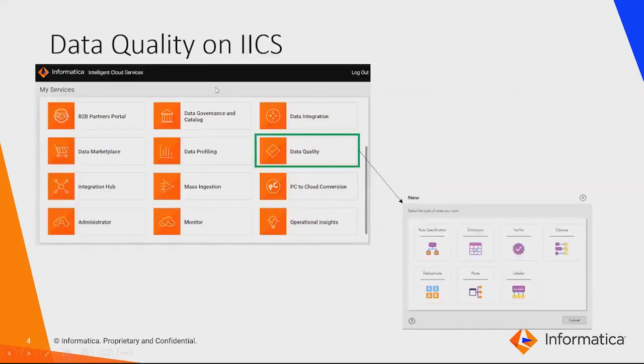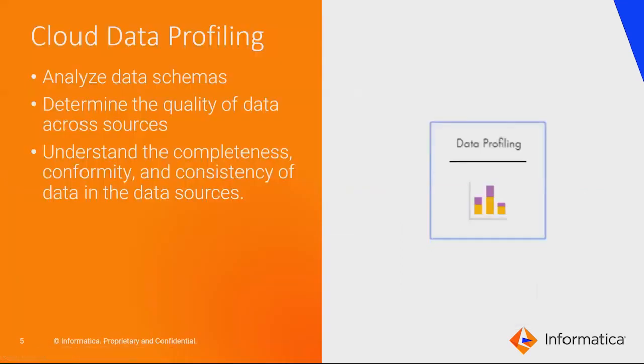So in IICS, when you log in, you see two microservices. One is data quality and one is data profiling. In the data quality, you'll be seeing those different data quality assets that I was talking about. Moving to next slide.